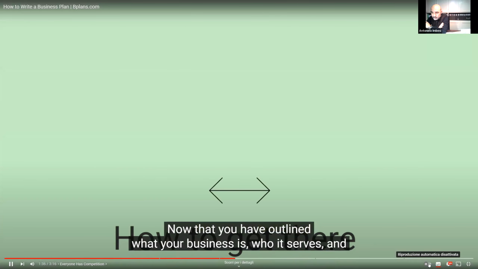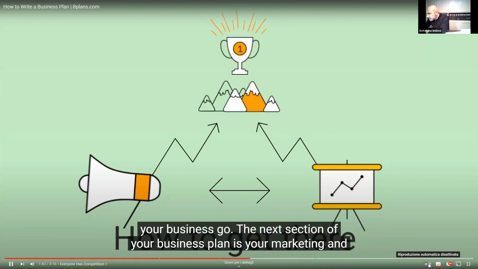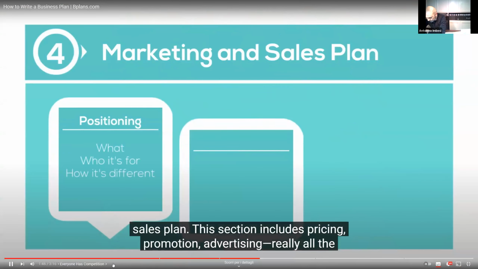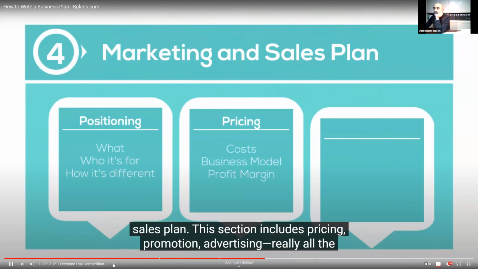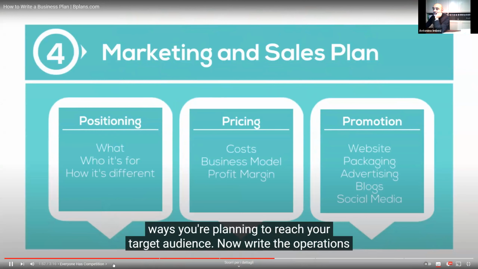Now that you've outlined what your business is, who it serves, and who you're competing against, it's time to talk about how you're going to make your business go. The next section of your business plan is your marketing and sales plan. This section includes pricing, promotion, advertising, really all the ways you're planning to reach your target audience.